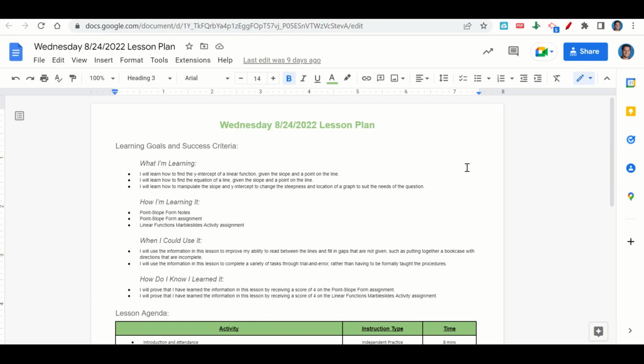When can we use this information? To improve your ability to read between the lines and fill in gaps that are not given, such as putting together a bookcase with directions that are incomplete, and to complete a variety of tasks through trial and error rather than having to be formally taught the procedures. How do we know we learned it? By getting a score of 4 on the point slope form assignment and a 4 on the linear functions marble slides activity assignment.